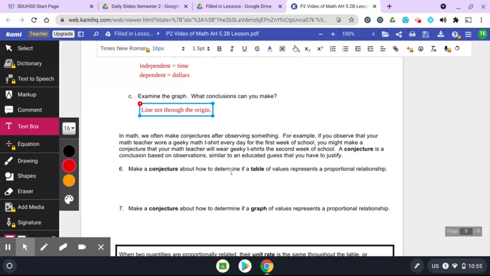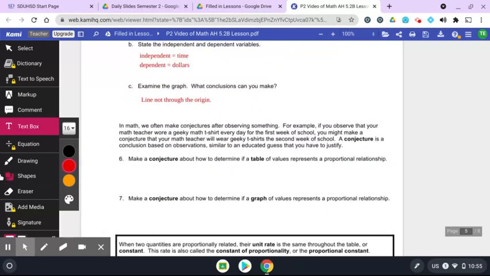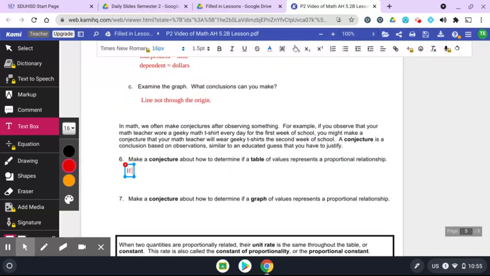Okay, make a conjecture about how to determine if the table of values represents a proportional relationship. You have to be able to multiply one variable by a number to get to the other variable. If all the independent values can be multiplied by the same constant value to get to the corresponding dependent values.